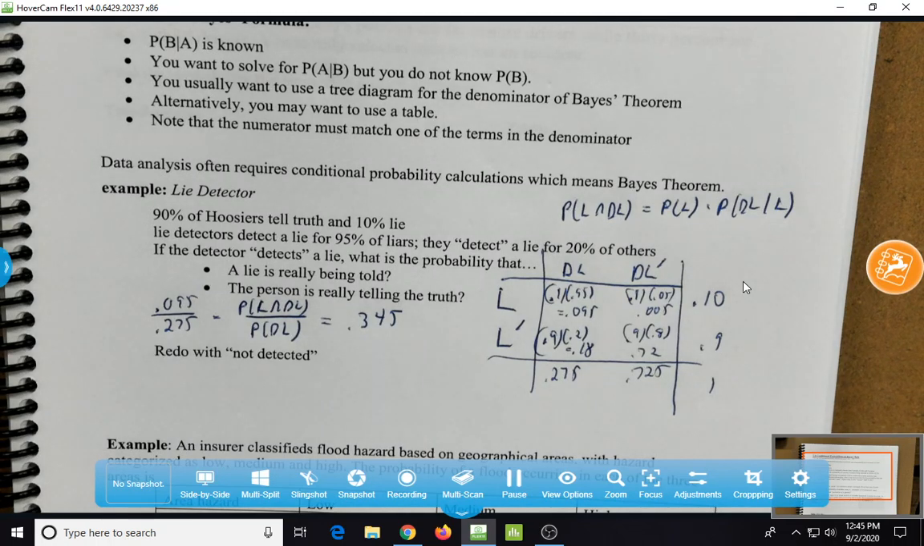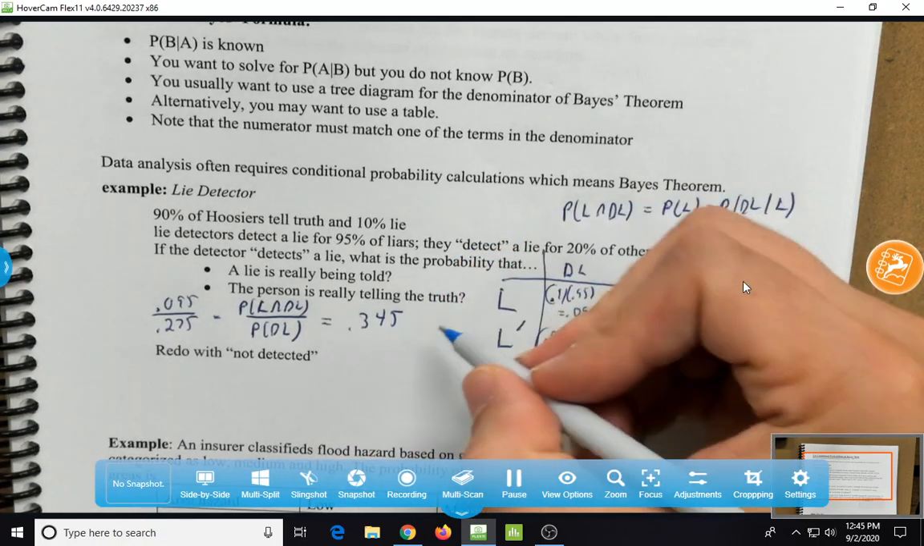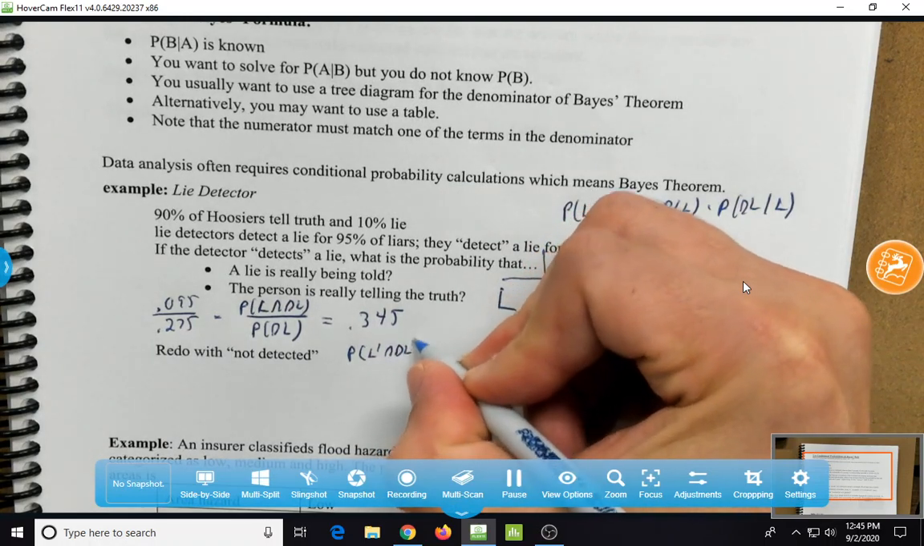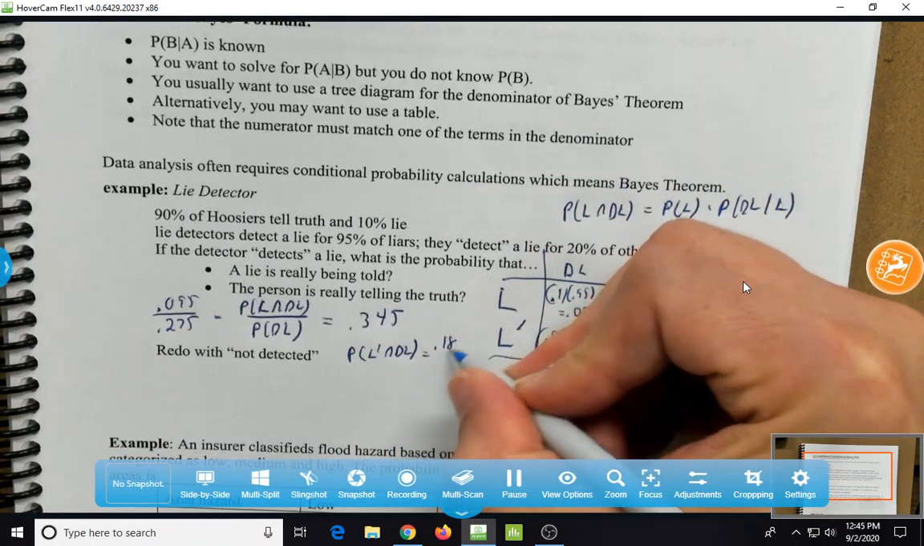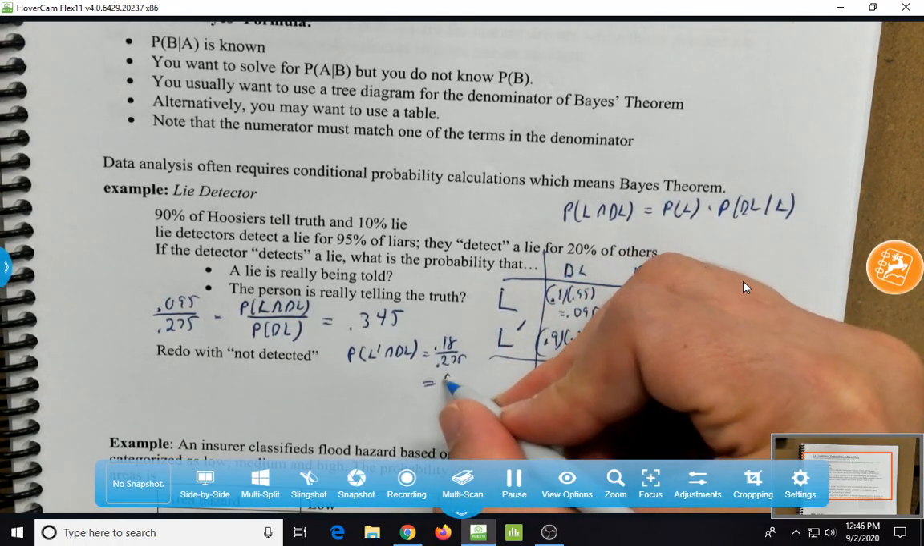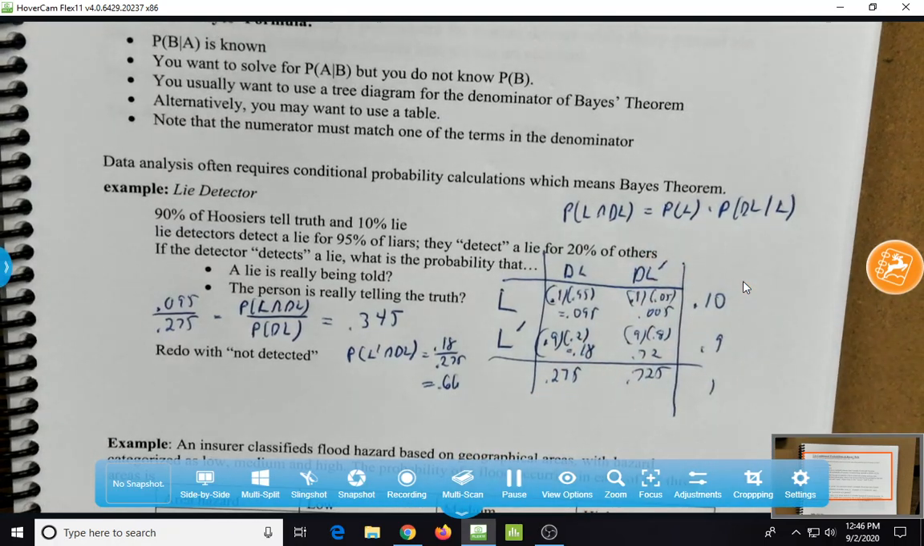The person who's really telling the truth would be the second one: the probability of telling the truth and being detected as a liar would be 0.18 divided by 0.275, and that is equal to 0.66. So it actually does worse. If it detects a lie, you're more likely to be a truth teller.